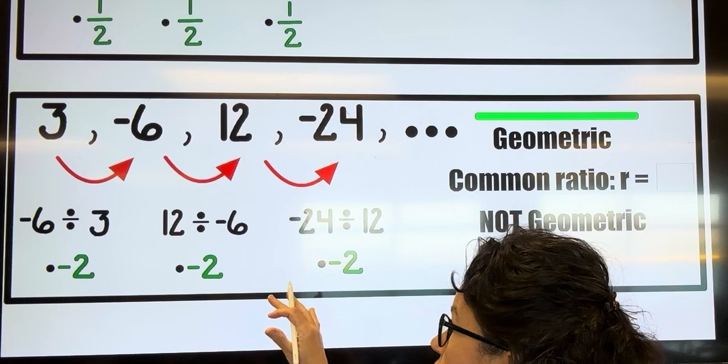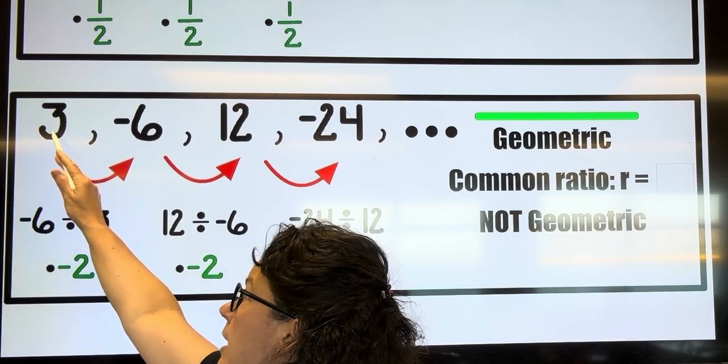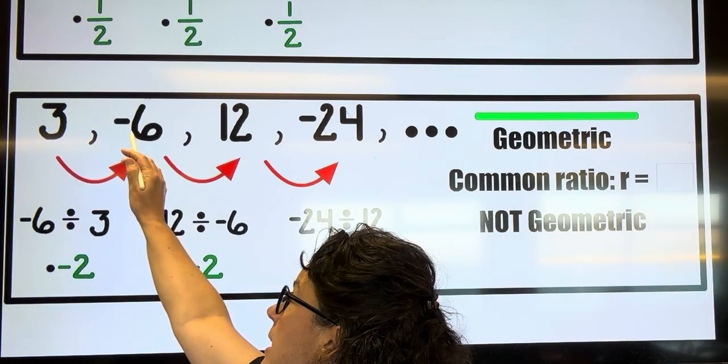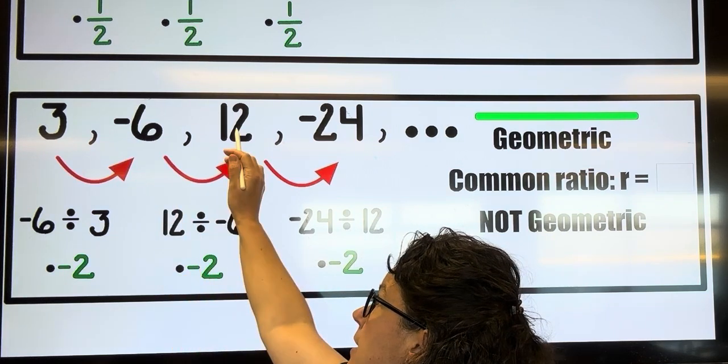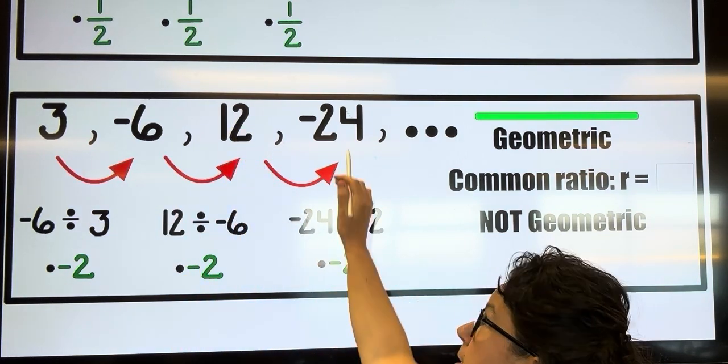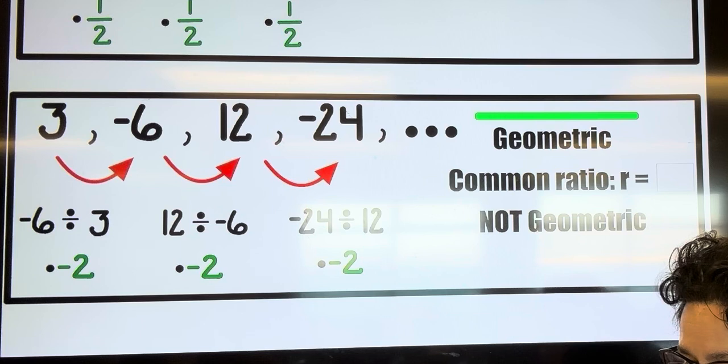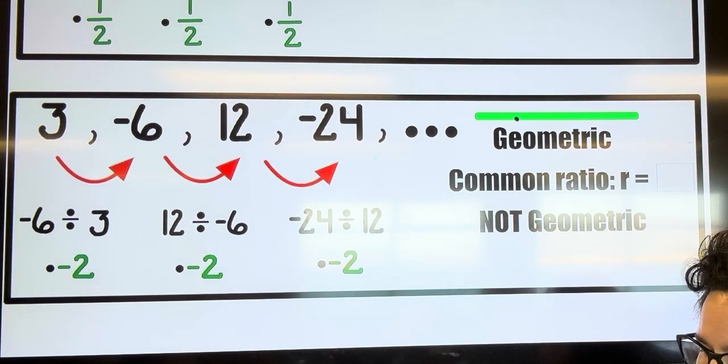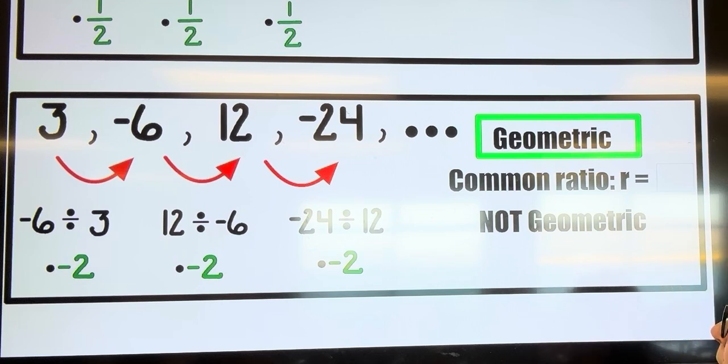So it is geometric. It's telling us 3 times -2 is -6. -6 times -2 is 12. 12 times -2 is -24. So I'm going to box the geometric, and the common ratio in this one is -2. And then I'm going to cross this one out because this particular one is geometric.